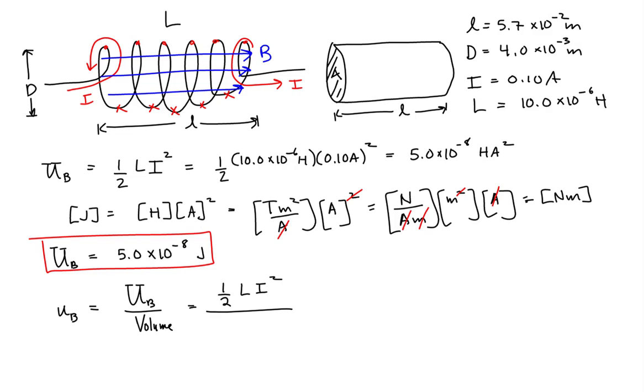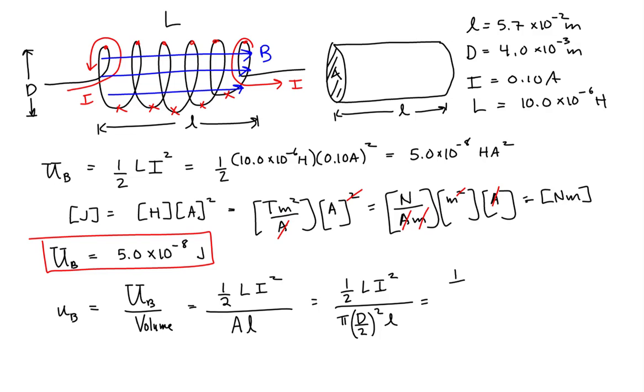So the volume that we're going to divide by is going to be equal to the product of the area of a loop and the length of our solenoid. So this is just 1/2 the inductance times the current through the inductor squared, divided by the area of a loop, which is pi times the radius of the loop squared, and the radius is just the diameter over 2, quantity squared, times the length of our solenoid.